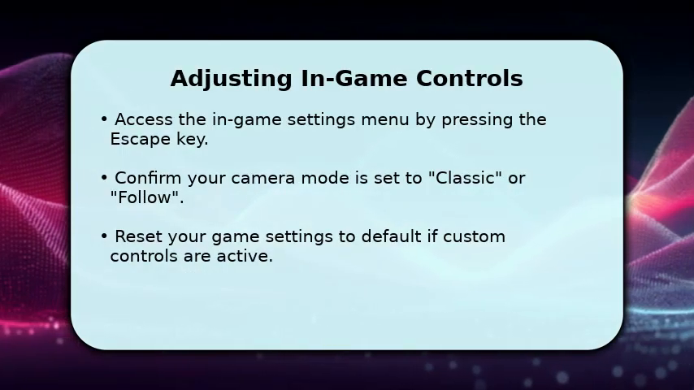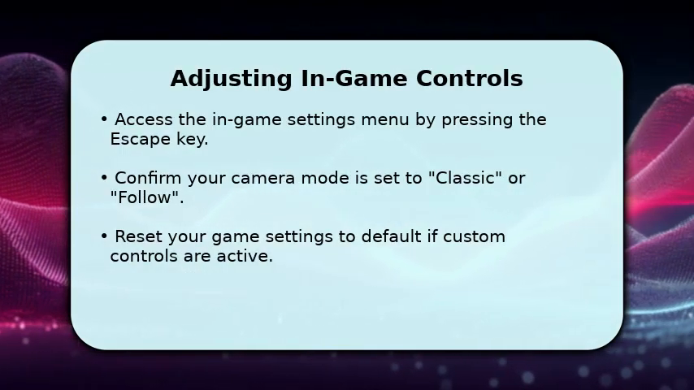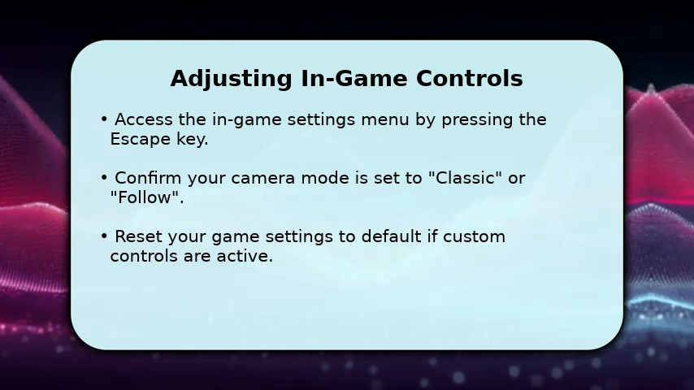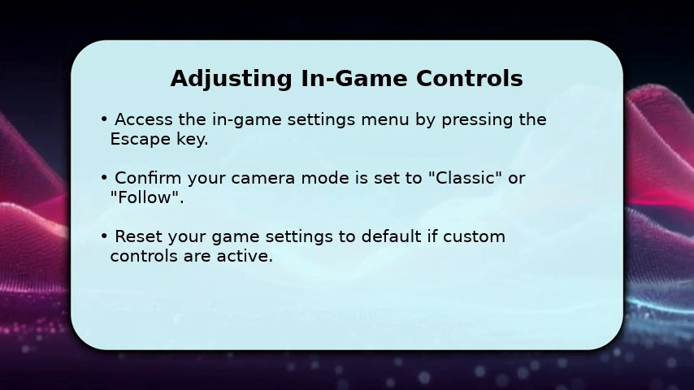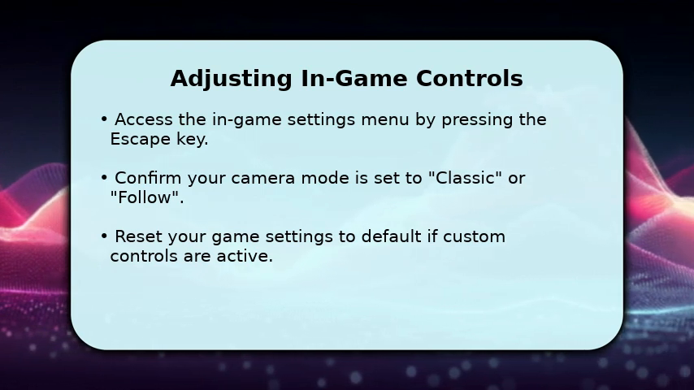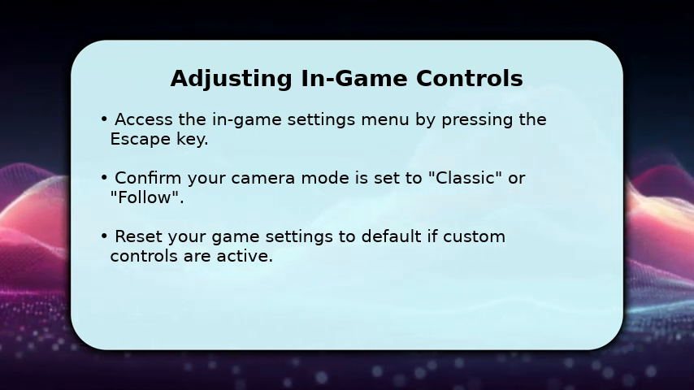Next, let's dive into Roblox's in-game settings, which are crucial for proper camera control. You can access these by pressing the Escape key on your keyboard. Navigate to the Settings menu and check your camera mode. Ensure it is set to either Classic or Follow for standard rotation.